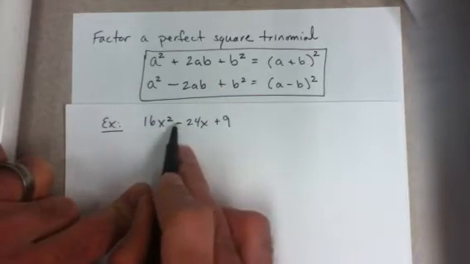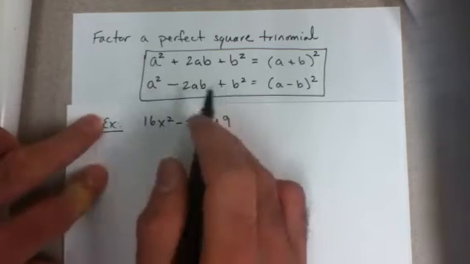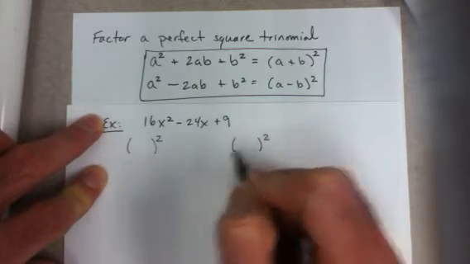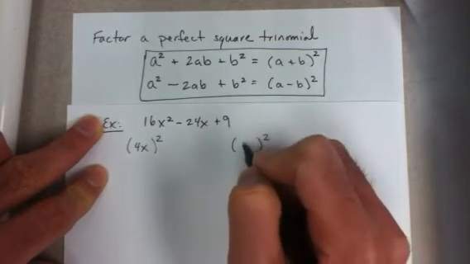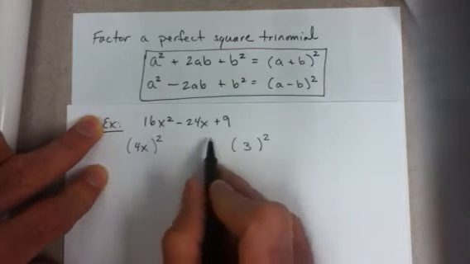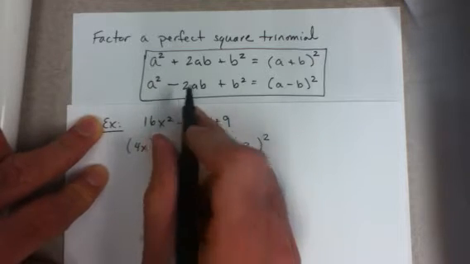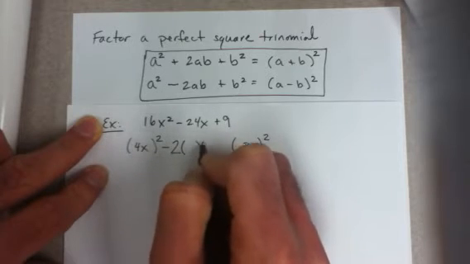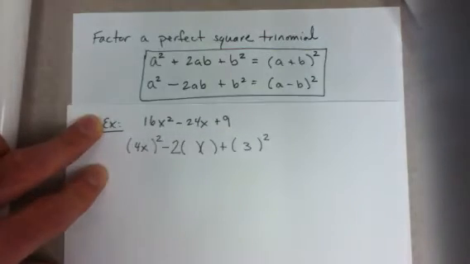Now obviously we have a negative sign between the first two terms, and so it might match this form if anything. So the first step is to write the first and third terms as something squared. So in this case 4x squared would be 16x squared, and 3 squared would give us the 9. Then you have to test the middle term to make sure it matches this middle term in the formula. So in other words, I'm expecting this to be minus 2ab, just like the formula, if it's a match.